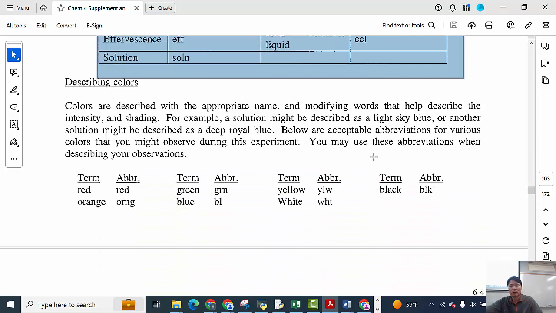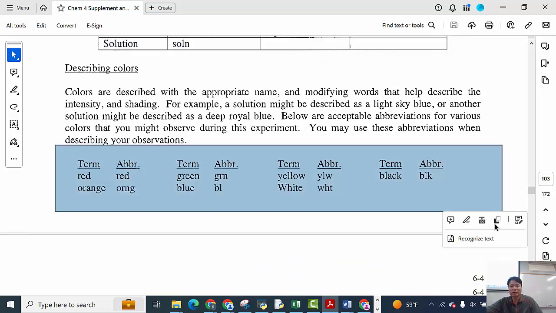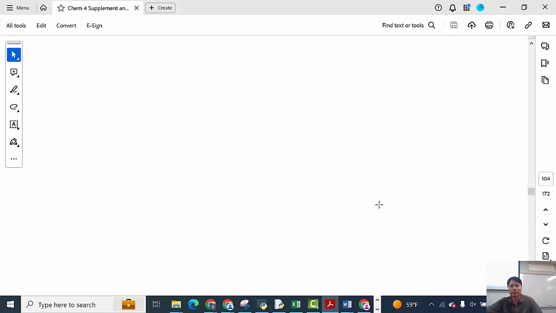Abbreviations for color, you can use whatever abbreviations you want. You don't have to stick with those.